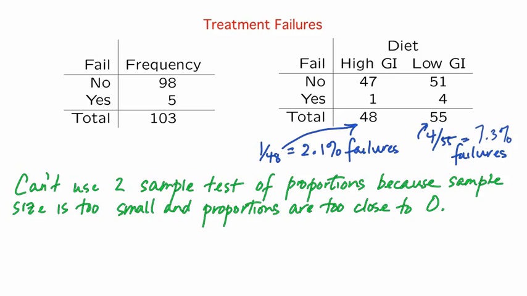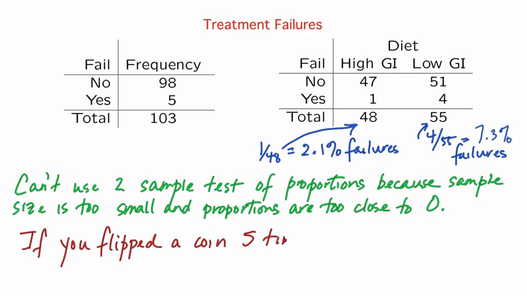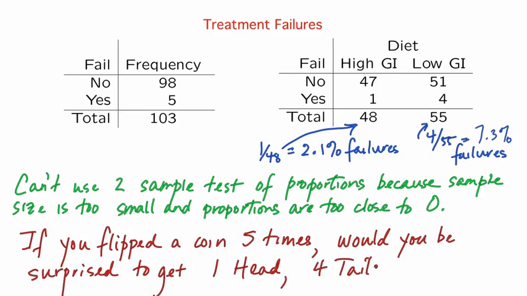So what can we say? Is this a surprising difference between the two groups? Think of it this way. Suppose we knew there was going to be 5 treatment failures, and we see that they're distributed between the diets as 1 and 4. If there was no difference between the diets, you'd expect 50-50 chance that these treatment failures would be in either diet. If we flipped a coin 5 times, would you be surprised if you only got 1 head? That's the situation we have here, and because we have such a small number of treatment failures, we can't say if this difference between the two diet groups is meaningful. It could just be due to chance.